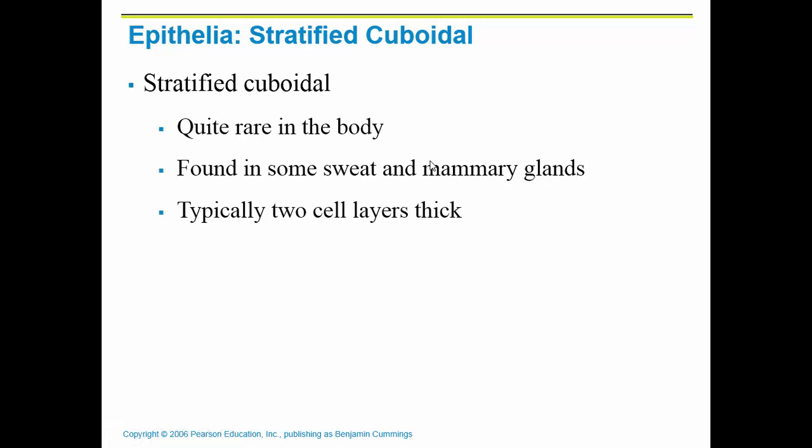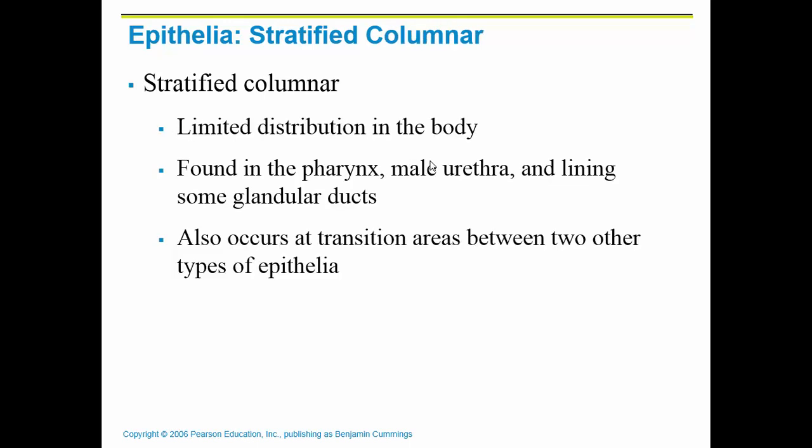The next type is stratified cuboidal, and stratified cuboidal type epithelial tissue is rare. It's found in some sweat glands and some mammary glands, and it's unique because it's typically two layers thick instead of many layers thick. Stratified columnar is stratified again. It's more than one layer, and it's columnar cells. These are again limited in the body, but they are found in the pharynx, which is the back of the throat, the male urethra, and lining some ducts.